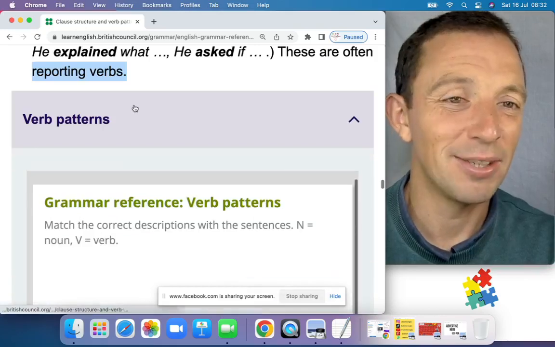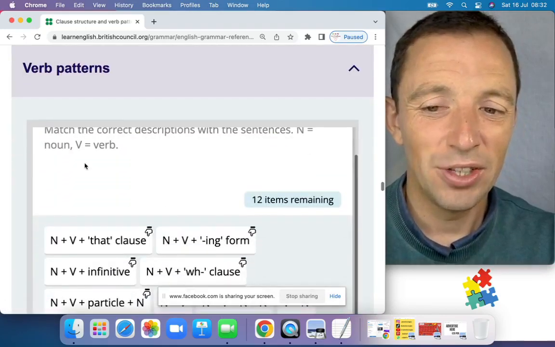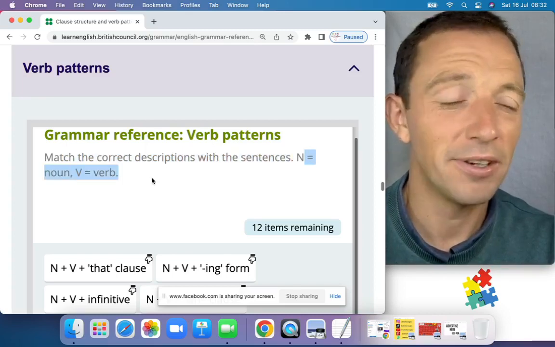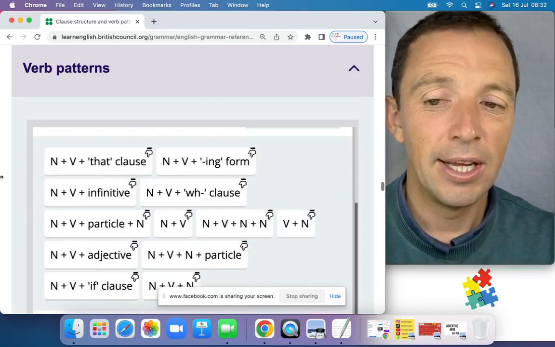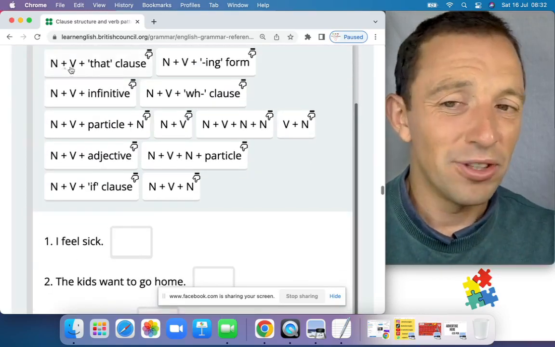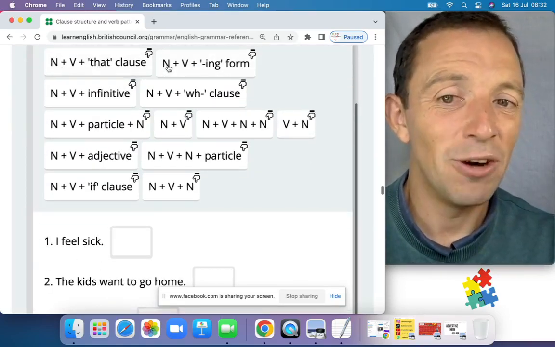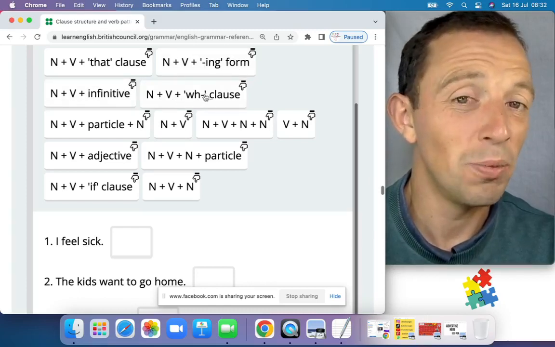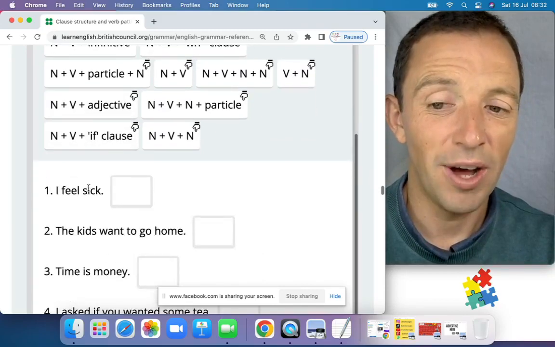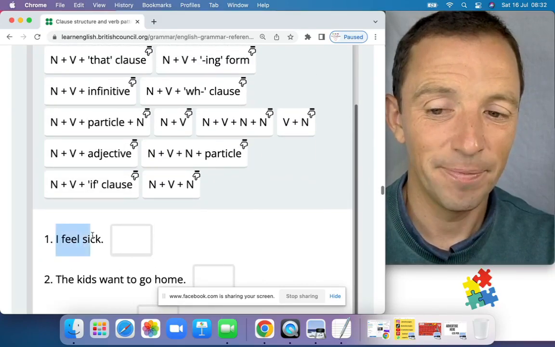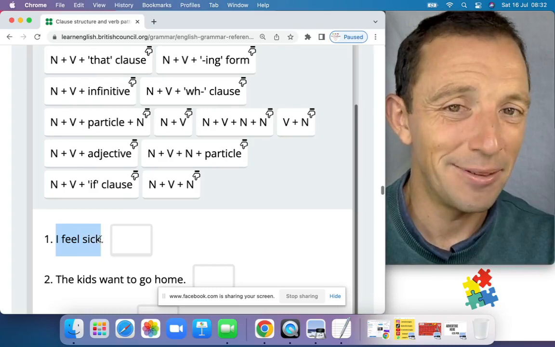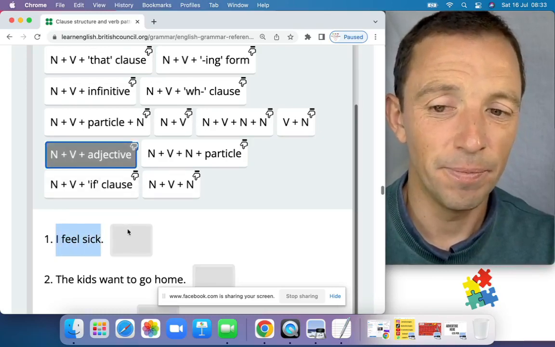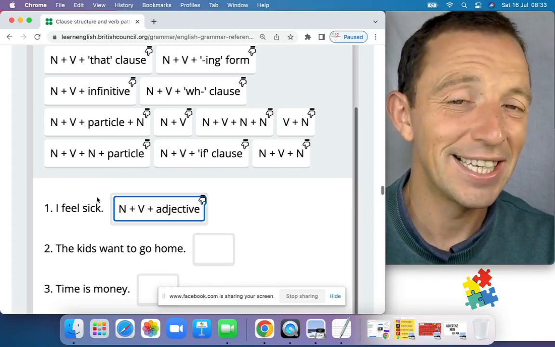Let's try some exercises before we finish. So match the correct descriptions with the sentences, N for noun and V for verb. So is this the noun plus the verb plus that? Is this the noun plus the verb plus ing, noun plus verb plus infinitive, noun plus verb plus WH clause, etc.? So, I feel sick. Subject, verb, adjective. So it's noun, verb, adjective. This one. That's called a link verb.